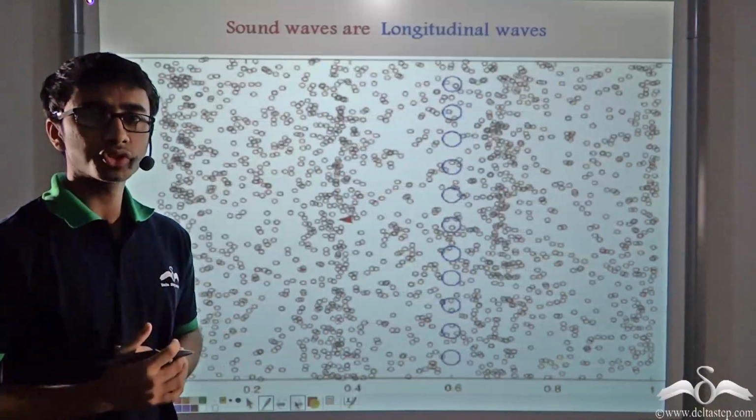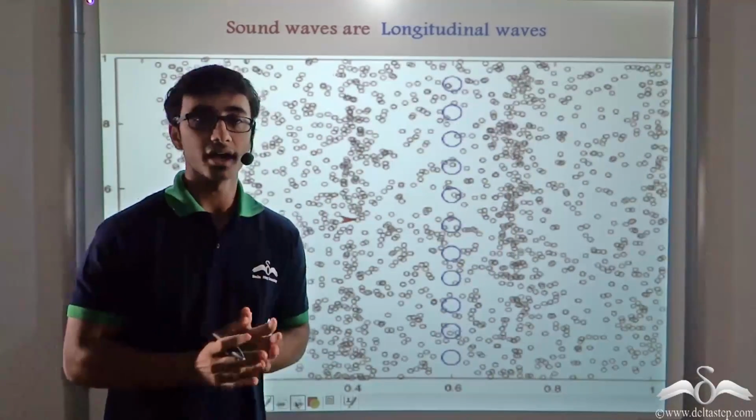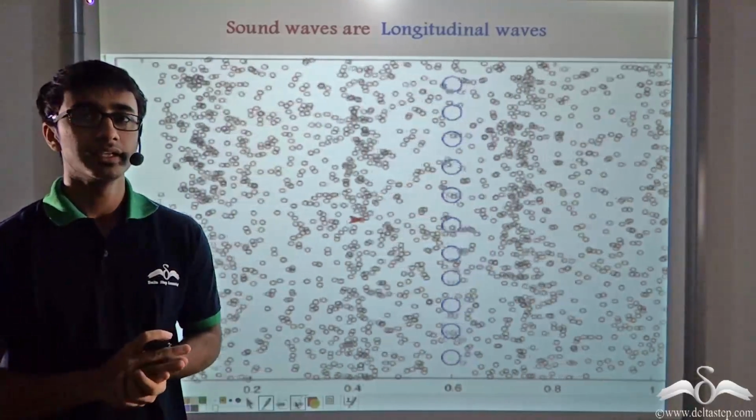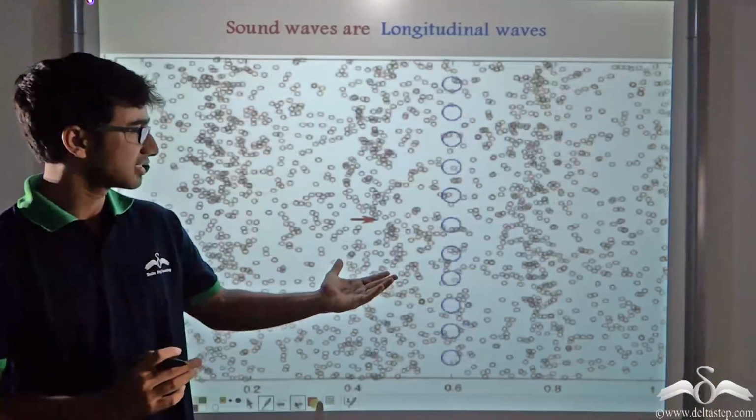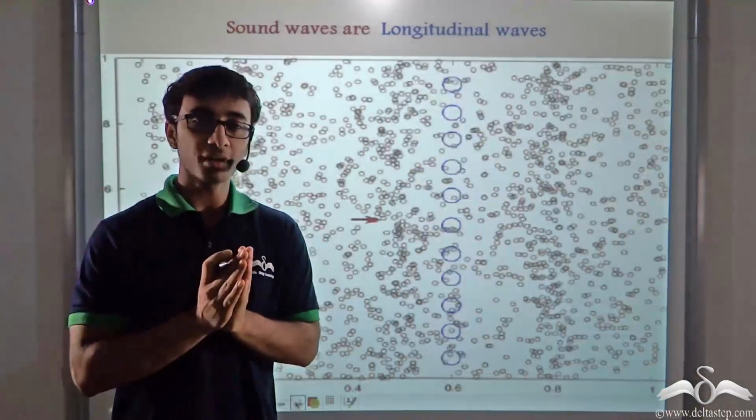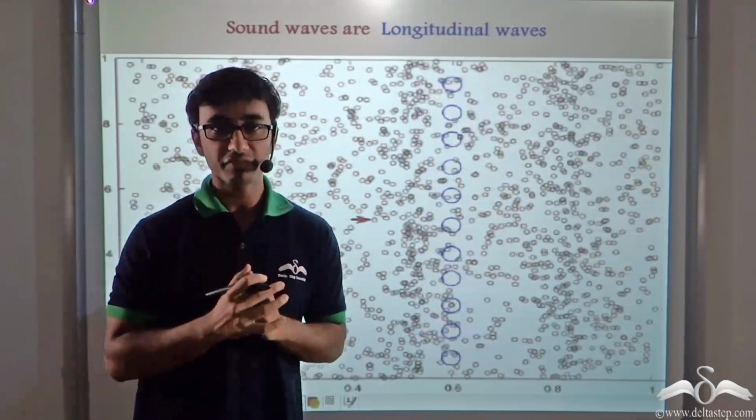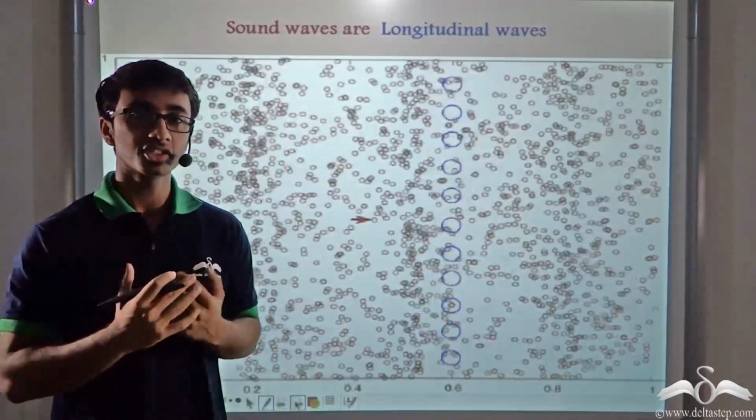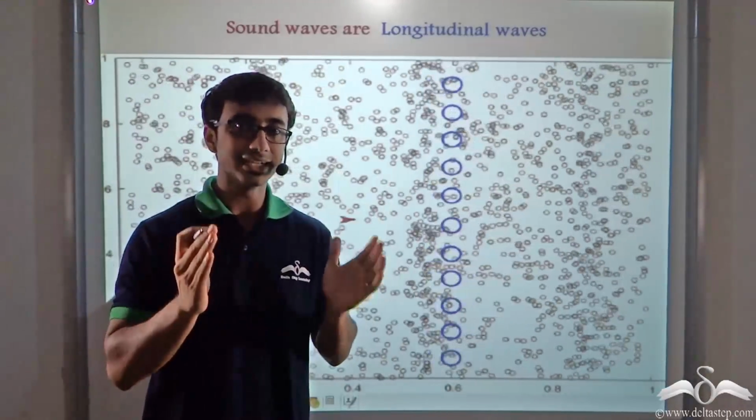So, what did we learn so far? We learned that sound waves are longitudinal waves. Sound waves can travel through air in the form of compressions and rarefactions. A compression is when medium particles come close to one another and form dense regions, and a rarefaction is when the medium particles move far apart from one another and form a less dense region.